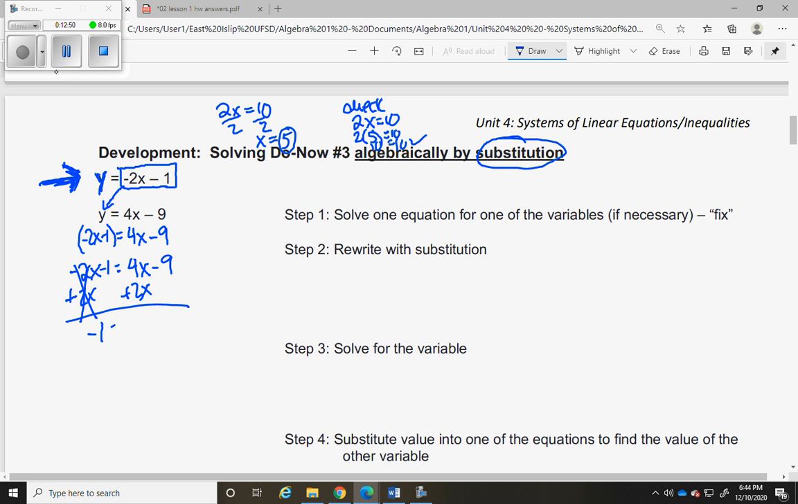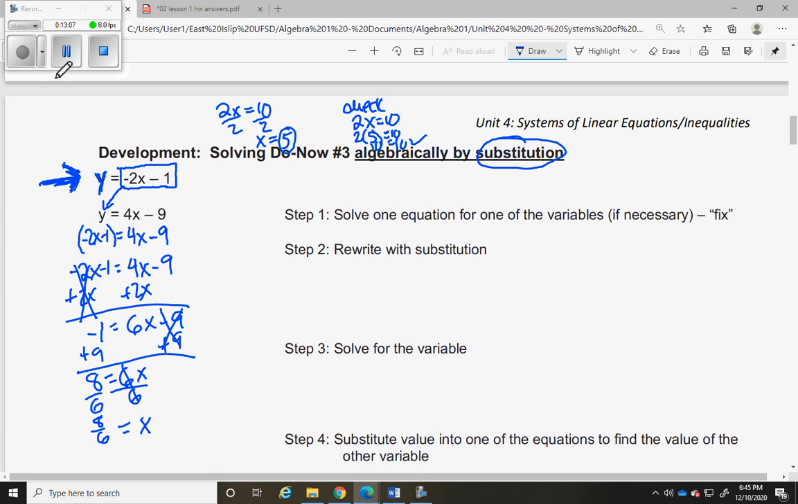I'm left with negative 1 equals 6x minus 9. Let's add 9 to both sides, and I have 8 equals 6x. Let's divide both sides by 6. And I'm going to leave my answer as a fraction.